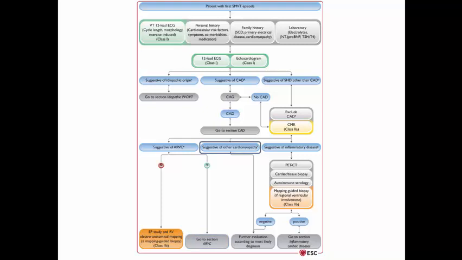If there is suggestion of any other cardiomyopathy, it would need further evaluation according to the reached diagnosis. If there is suggestion of inflammatory disease like myocarditis, we would arrange for PET-CT, cardiac tissue biopsy, autoimmune serology, or mapping-guided biopsy in case of regional ventricular involvement. If it is negative, then further evaluation according to the most likely diagnosis. If it is positive, we would start treatment for inflammatory disease, as we are going to mention later.